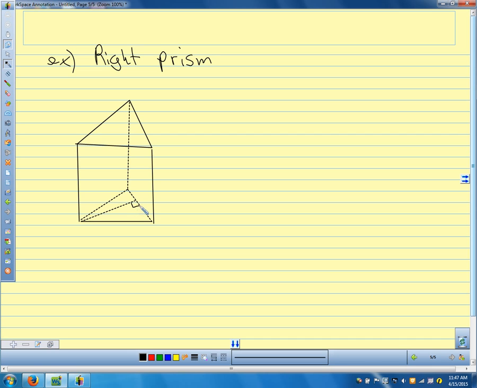And that's a 90-degree angle there on the triangle that's on the base. And that length is 8.7 inches. This is 9 inches. This is 8 inches. And this side is 10 inches. And this side is 7 inches. So because I have two congruent parallel triangles, this is a triangular prism.